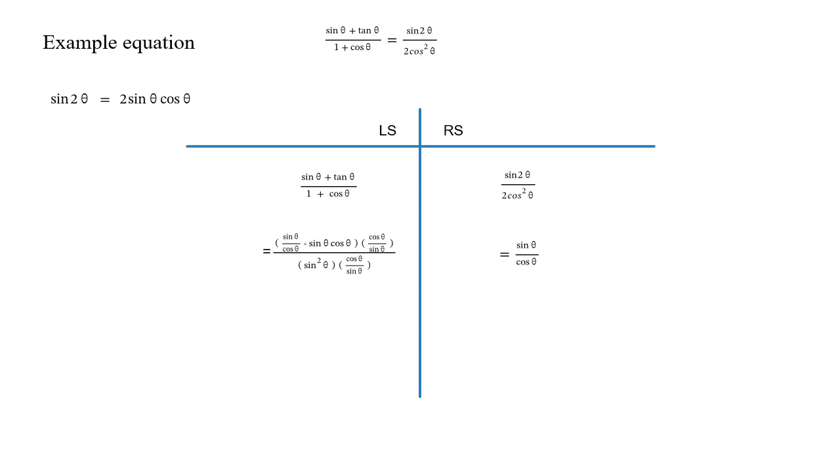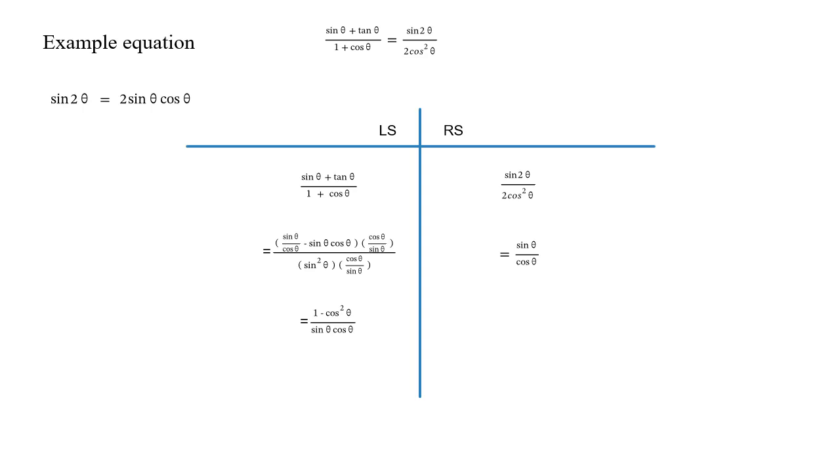Now when distributing the cosine theta divided by sine theta, I'll really go through the steps here. On the top here, our first term, sine theta divided by cosine theta, when multiplying by cosine theta divided by sine theta, this just evaluates to be 1. So first term is 1, and then minus sine theta times cosine theta. When you multiply that by cosine theta divided by sine theta, the sine thetas cancel out, and you are left with minus cosine squared theta.